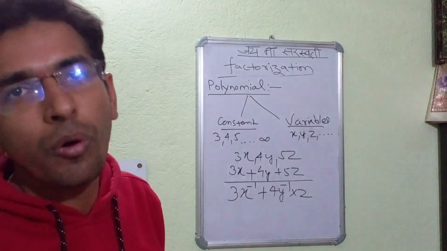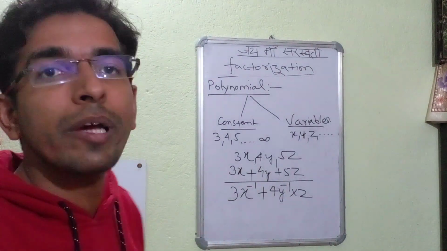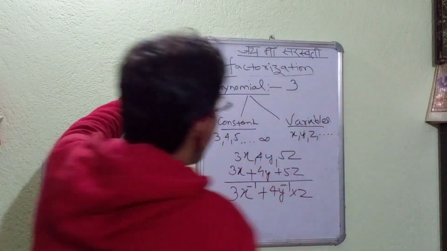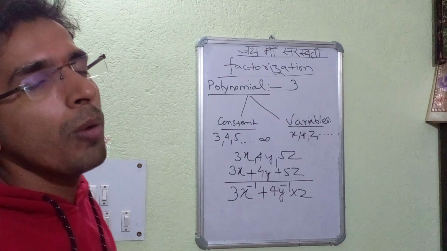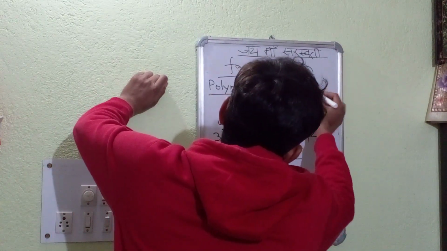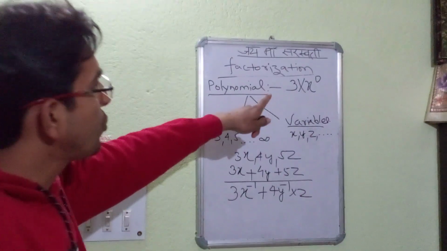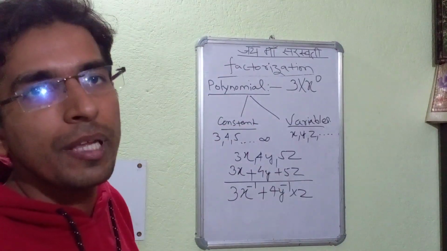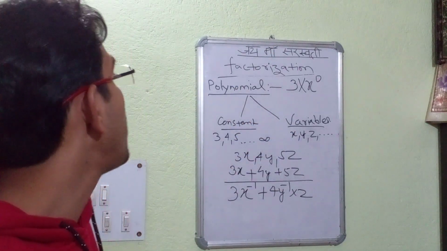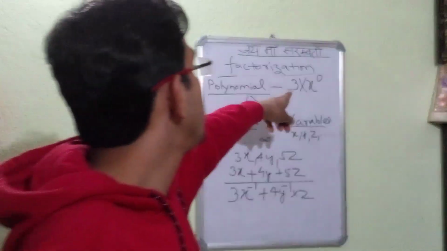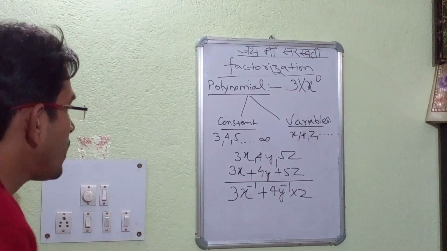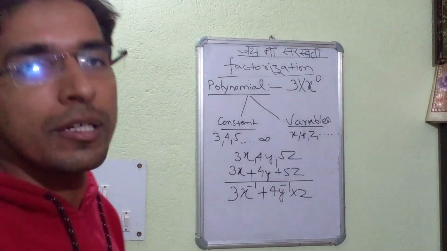It does not matter whether it is a constant. If it is alone also, 3 into x to the power 0. Suppose any single term is there, 3, we have to categorize whether it is a polynomial or not. So we can say easily that it can be written as 3 into x to the power 0. So here also it is a mixture of constant and variable, and the variable is raised to the power of 0, the positive 0. Thus we can say that this is also categorized as a polynomial of degree 0. So this is the concept of polynomial in a nutshell.